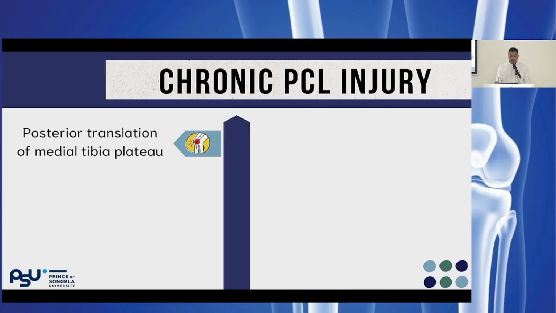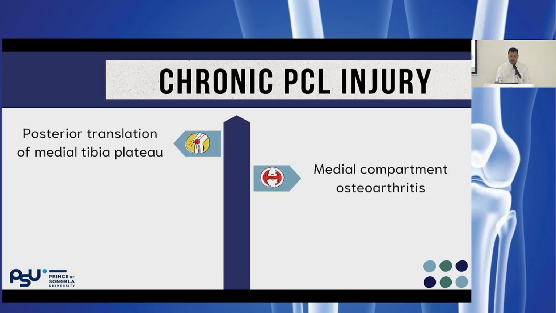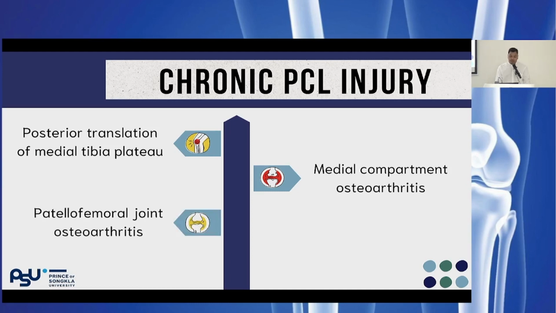In conclusion, in chronic PCL injury, there is posterior translation of the medial tibial plateau, medial compartment pressure overload, and development of medial compartment osteoarthritis, patellofemoral joint osteoarthritis, and finally chronic varus OA knee.